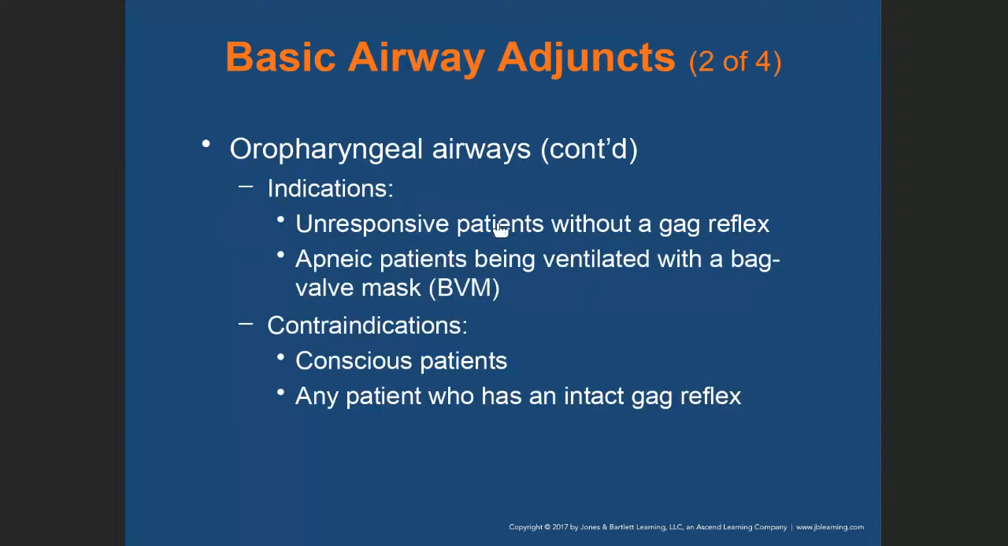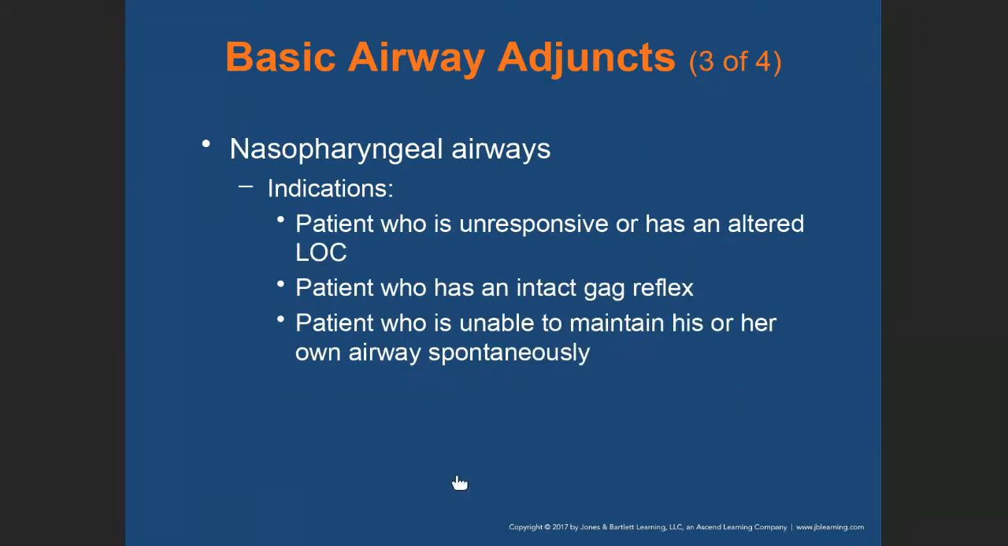So indication: unresponsive patients without a gag reflex and with poor chest rise or no chest rise. Apneic patients being ventilated with a bag valve mask or BVM. Contraindications: if the patient is conscious, you can't use it. If the patient has an intact gag reflex, it should not be used as well.